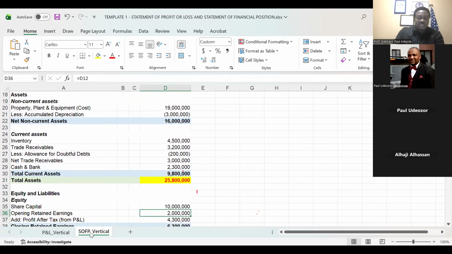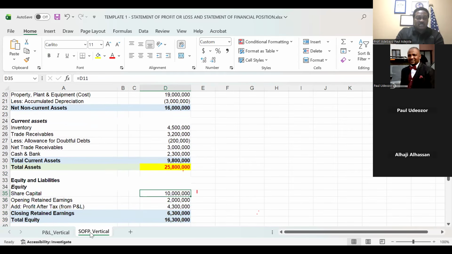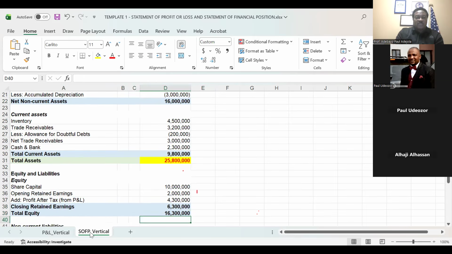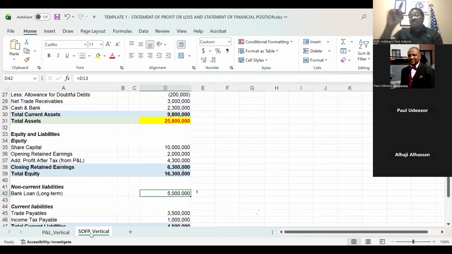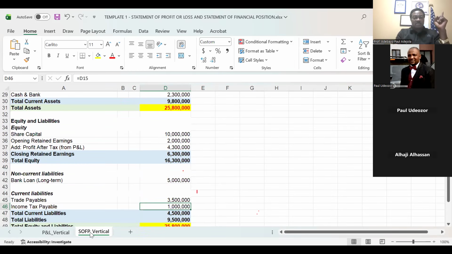So let's see our equity and liabilities now. Share capital, see it, 10 million. Opening retained earnings is this. Then our profit for the year from the P&L is 4.3. Then closing retained earnings, 6.3. Our total equity, you can see 16,300,000. Let's go now. See non-current liabilities. Only one item, bank loan. Then see our current liabilities, trade payables, 3.5. Income tax payable, 1 million. Total current liabilities, 4.5. Total liabilities.